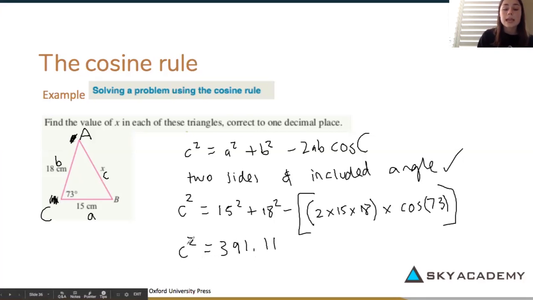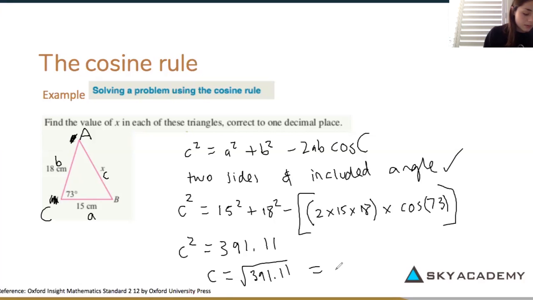So I have to take this square and put it to a square root, because you remember when you take something from one side to the other side, you do the opposite. So I'm going to get C, and I'm going to square root 391 to get just C. And when I do that, I'm going to square root my answer, and I should end up with 19.77, but because it's to one decimal place, I'm going to round up to 19.8 centimeters.